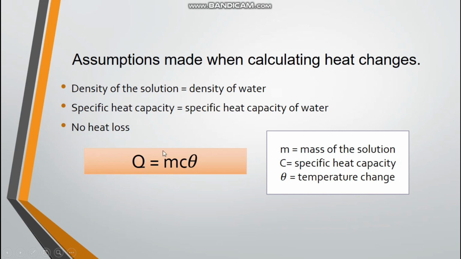We can use this equation Q = mcθ to solve the calculations or the questions related to these heat changes. Here simply m is the mass of the solution, c is the specific heat capacity and θ is the temperature change. Later I will discuss some questions with you.